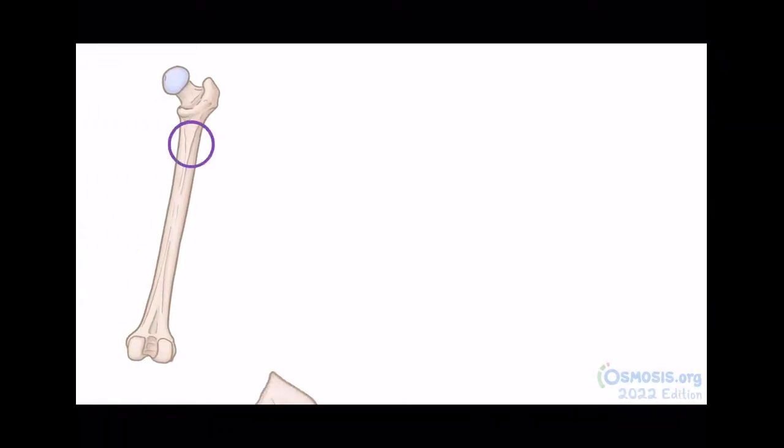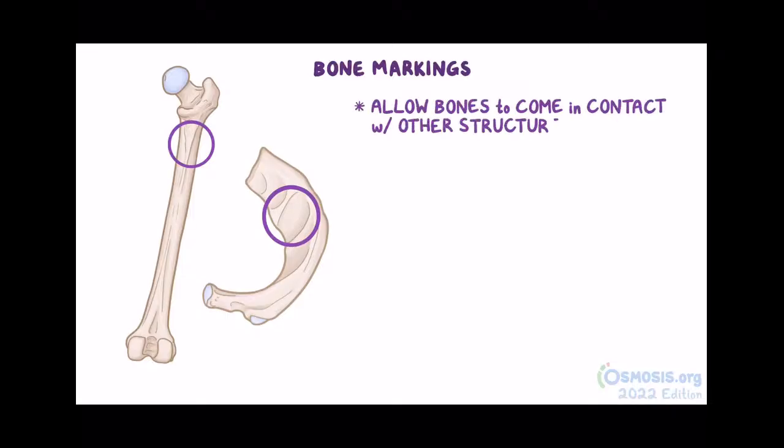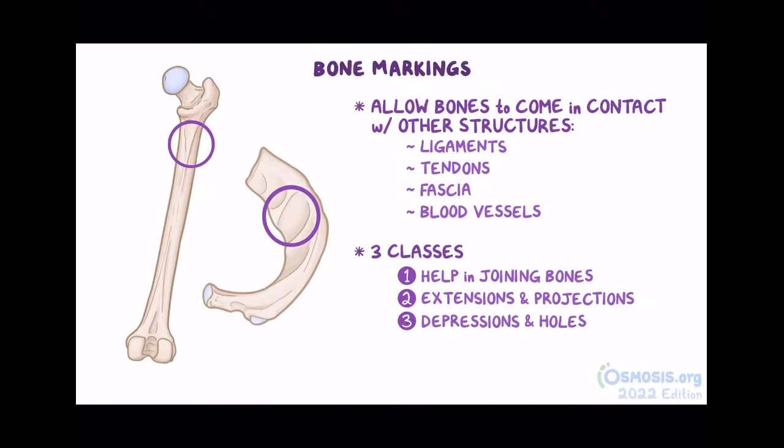Okay, now the surface of many bones is rather rough, with many bumps and depressions called bone markings. These bone markings allow bones to come in contact with other structures, like ligaments, tendons, fascia, and blood vessels. Now, there are 3 classes of bone markings. First, there are those that help in joining bones. Second, there are extensions and projections. And third, depressions and holes.